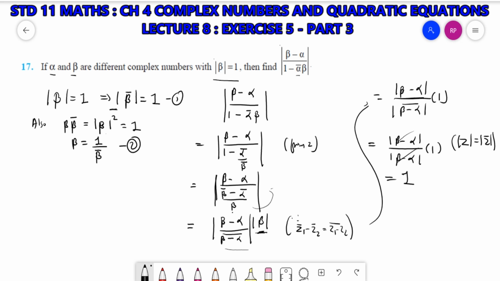Here, remember these properties. We used this property first: z into z bar is equal to modulus of z square. Modulus of a complex number is equal to modulus of its conjugate also. And for z1 minus z2, if you take the conjugate and then subtract, or first subtract and then take the conjugate, both will be the same. Clear? So this was about question 17. Just note it down.